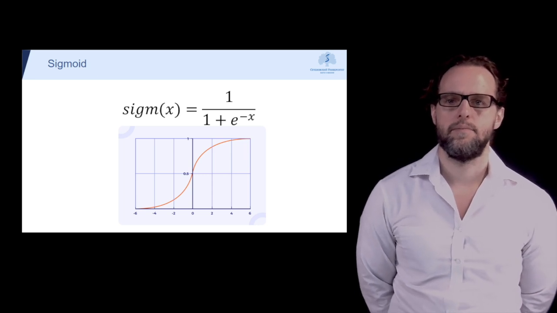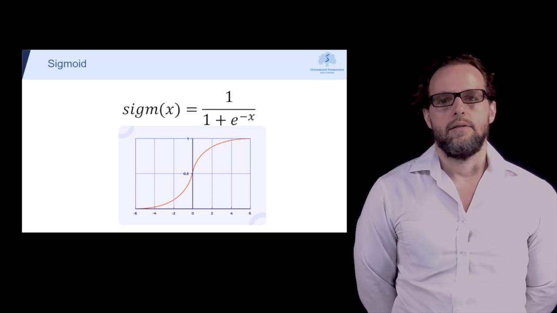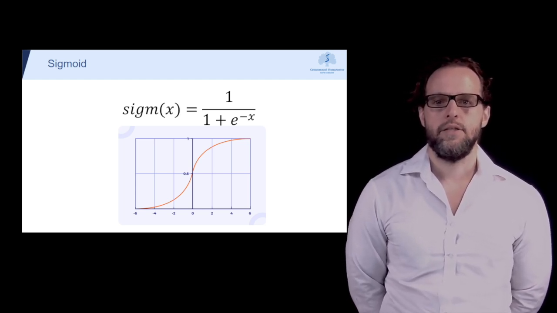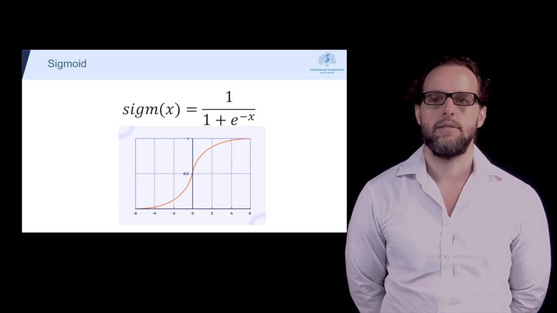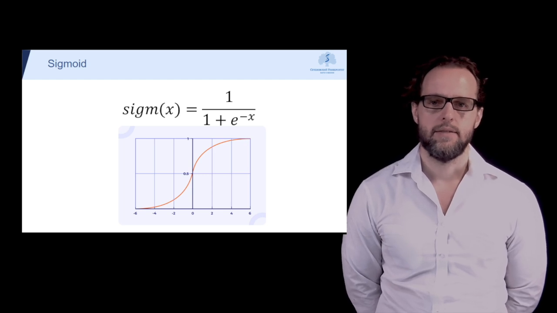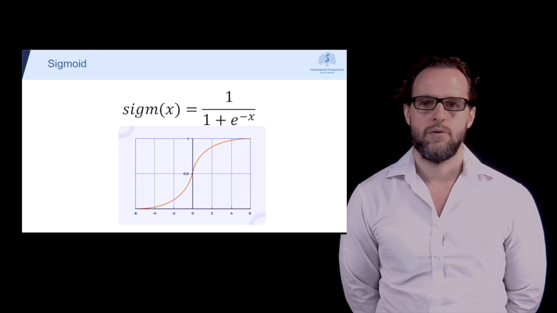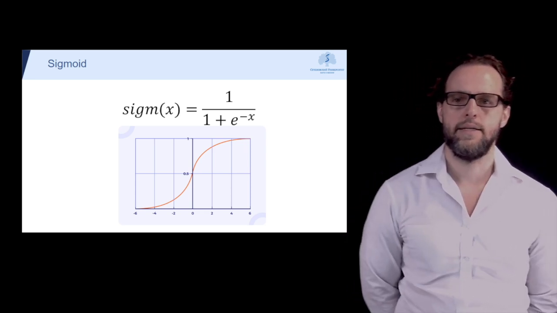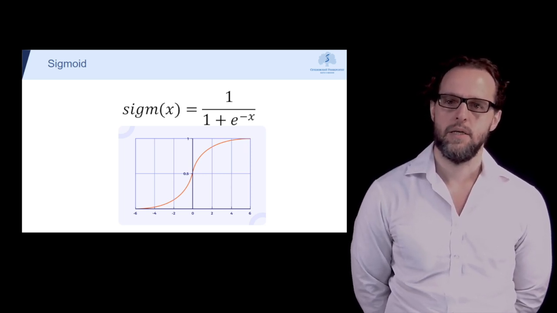This function is non-linear in nature, that is, a linear combination of such functions produces a non-linear function as a result. This means we will be able to collect, or as it's usually said, stack layers of different neurons.